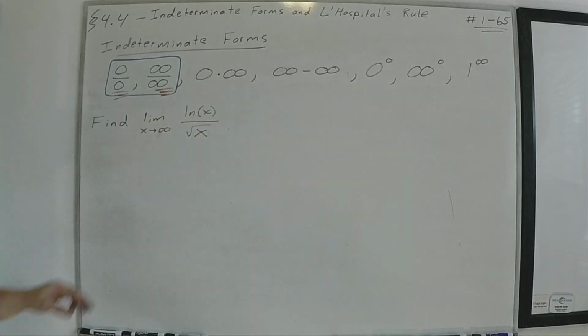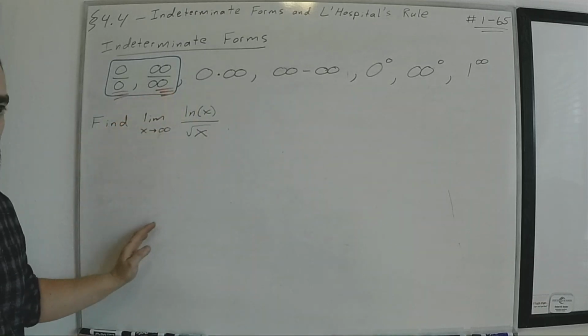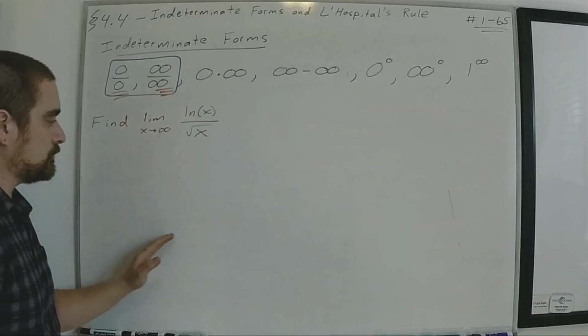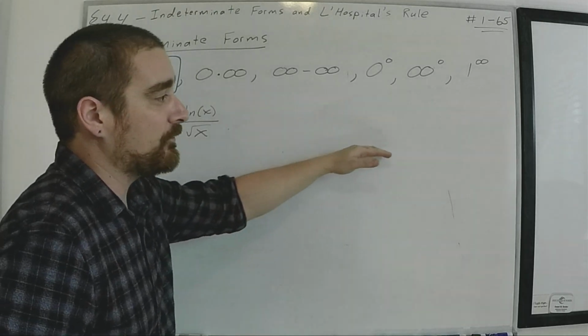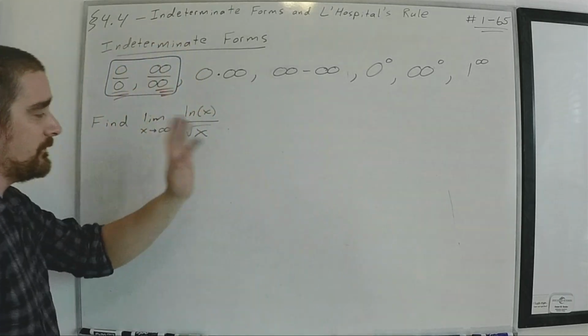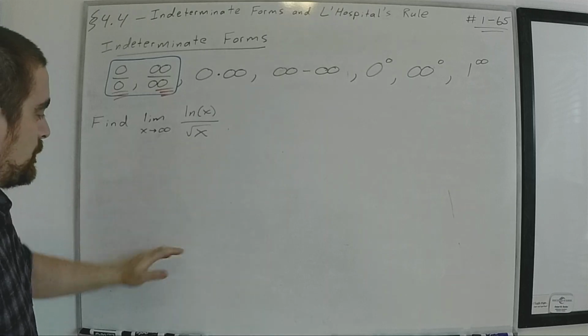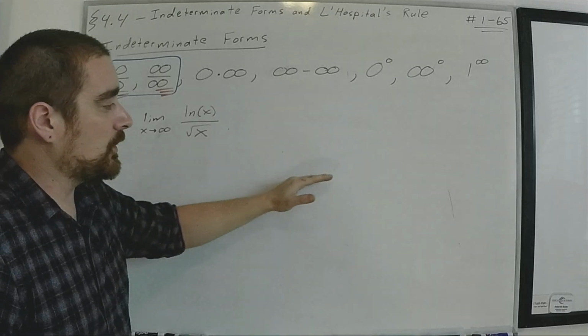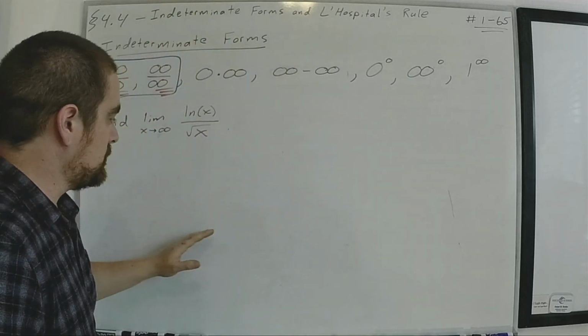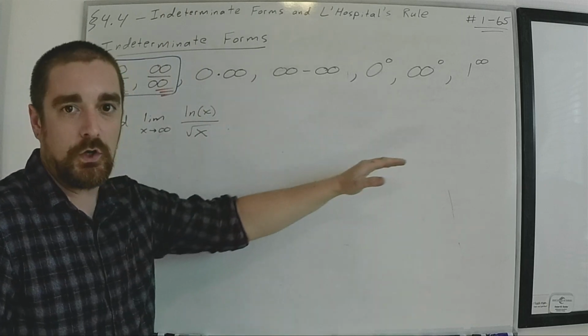Now, both of these are very slow growing functions. The natural log function grows forever and ever and ever, but it grows very slowly the further out you get. Same thing with the square root function. It does grow as large as you want it to be. It gets as large as you want, but it takes a very long time to get there.